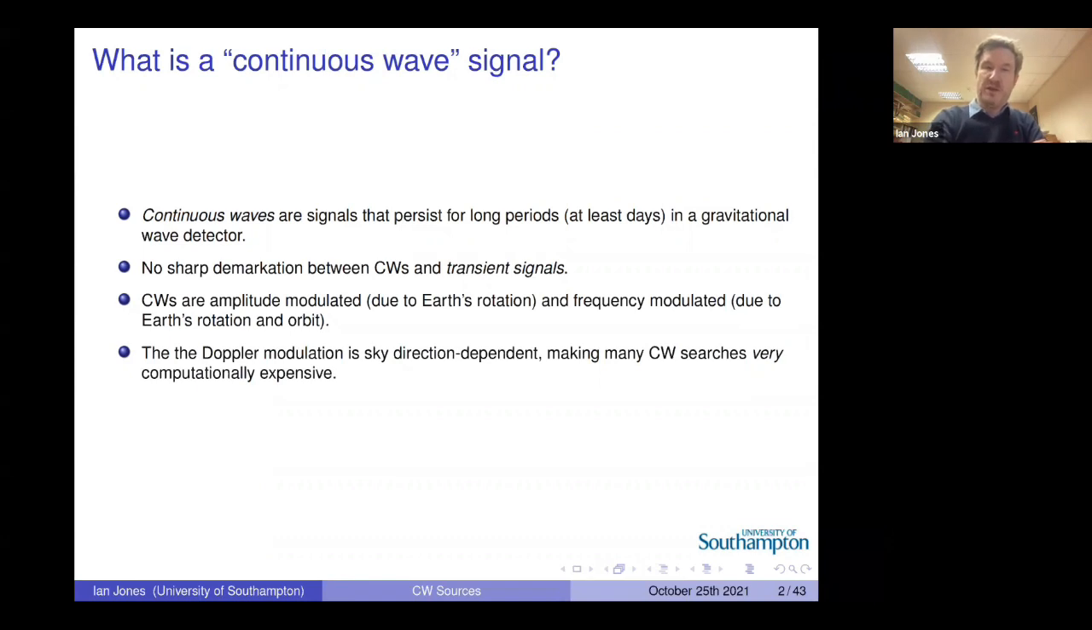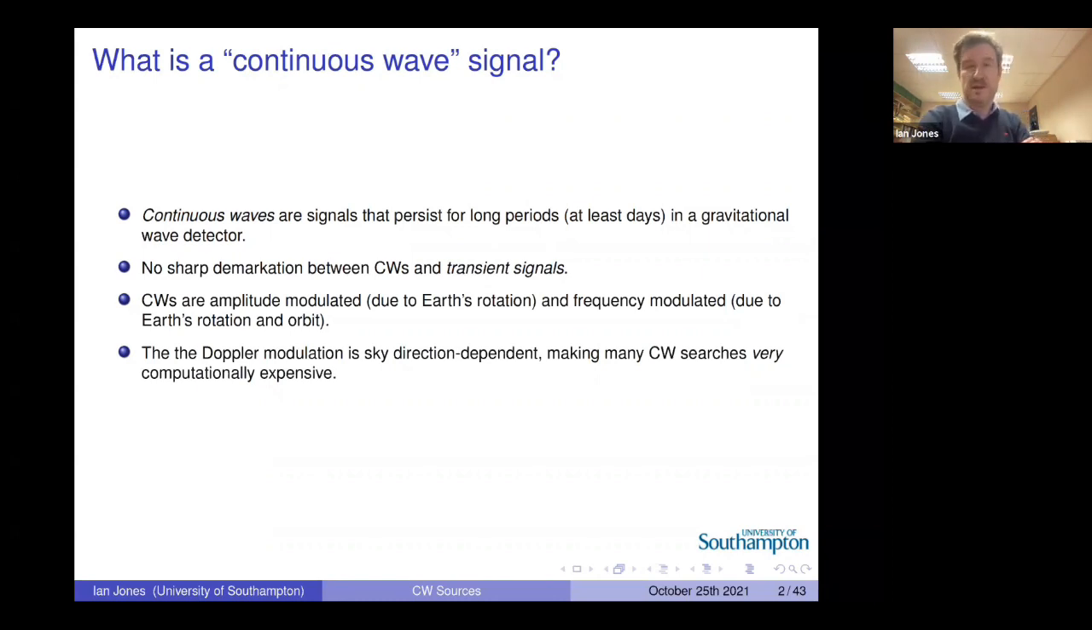You may have heard, in addition to continuous waves, of transient gravitational wave signals. There's no sharp dividing line between a transient signal and a continuous wave, but we should normally think of at least a few days for a continuous wave. When a signal lasts that long, the fact that the Earth is moving becomes important in the detection process. And this is something that my colleague Carl is going to talk about in some detail tomorrow.